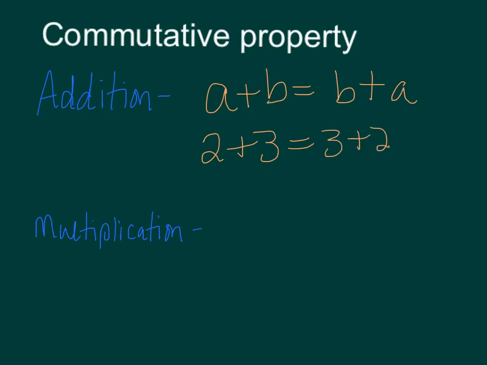Same with multiplication. We can take A times B, and it's going to give us the same thing as B times A. So like 2 times 3 is the same as 3 times 2. So that's your commutative property. Think commute home to school, school to home. Doesn't matter which way you're going, it's the same distance.